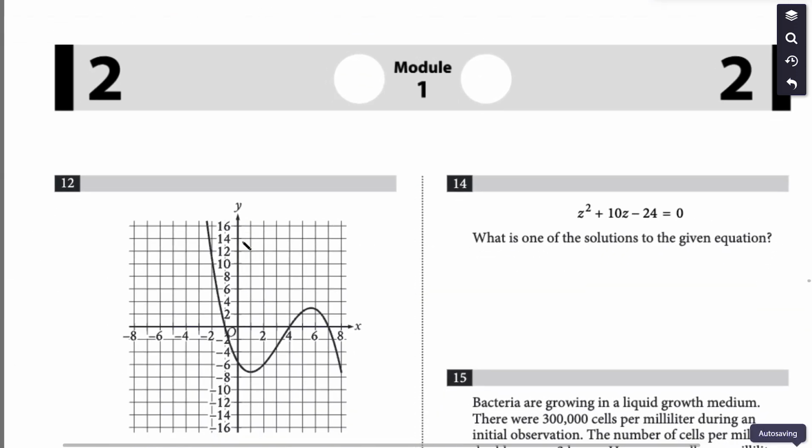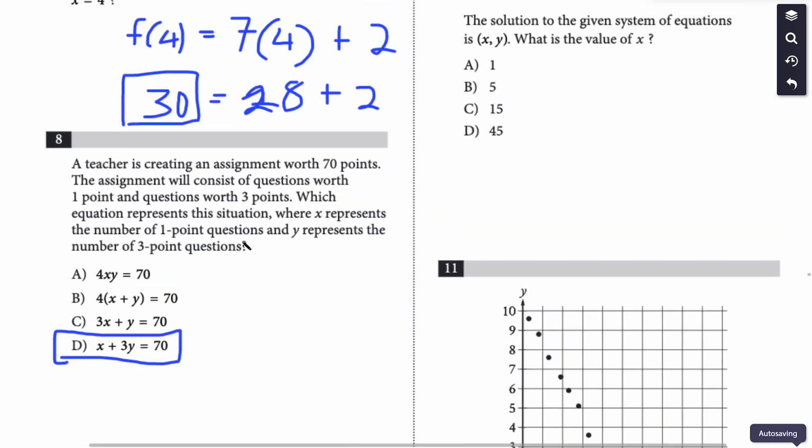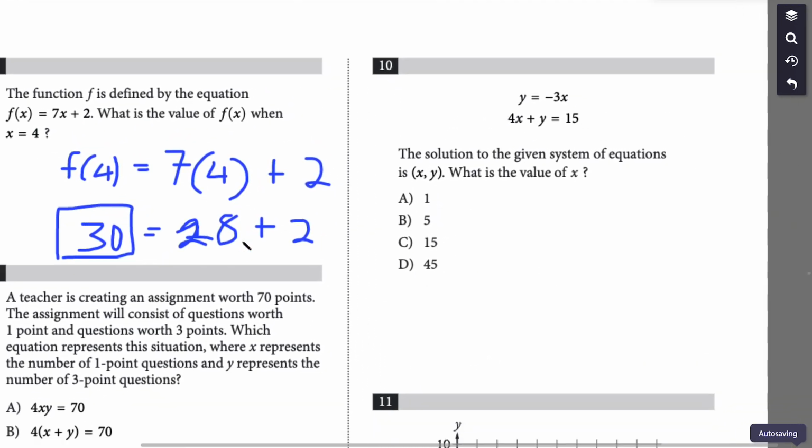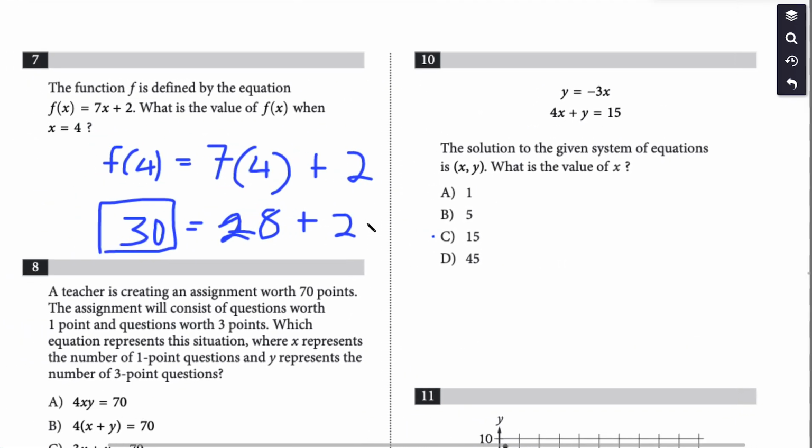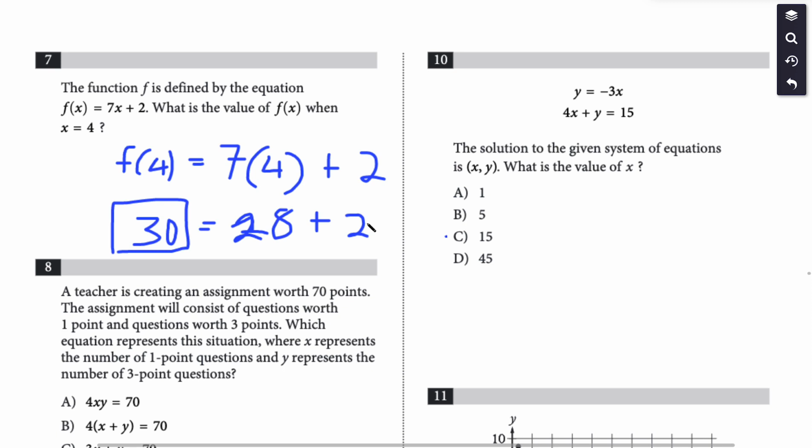And then finally, number 10. This example at least was supposed to do 10 questions. Number 10 says the solution to the given system of equations is x, y. What is the value of x? So we have a situation here where we're given two equations and we're supposed to solve for x. Well, luckily we have y.